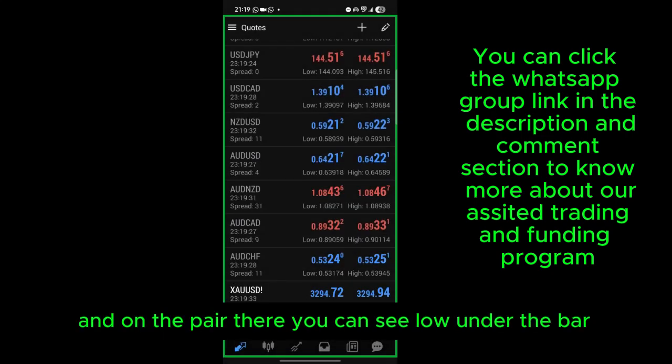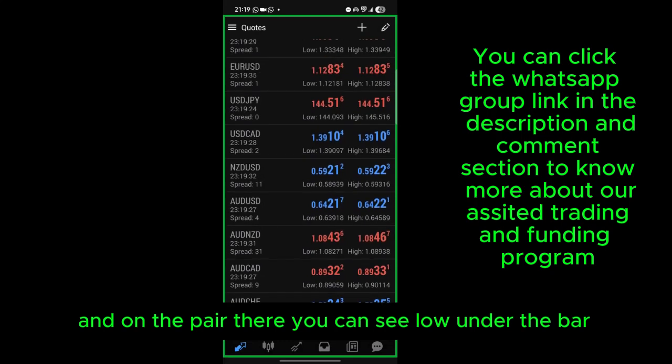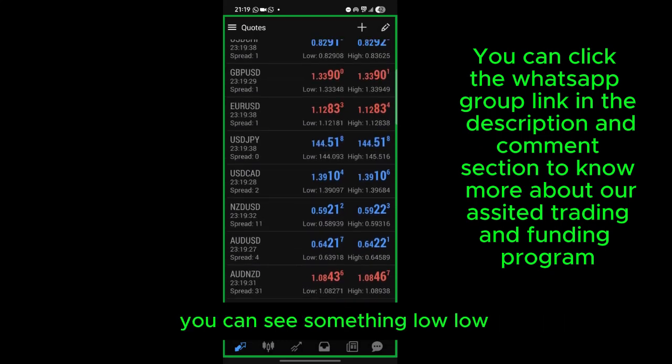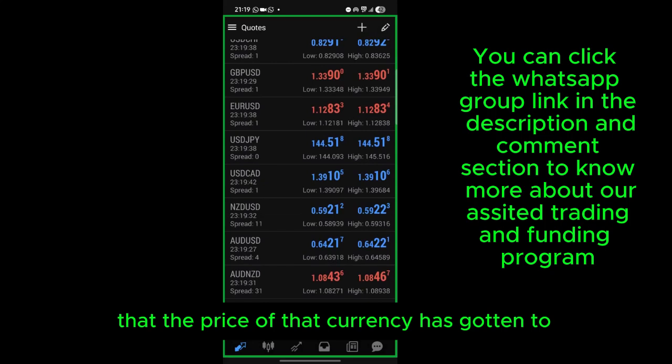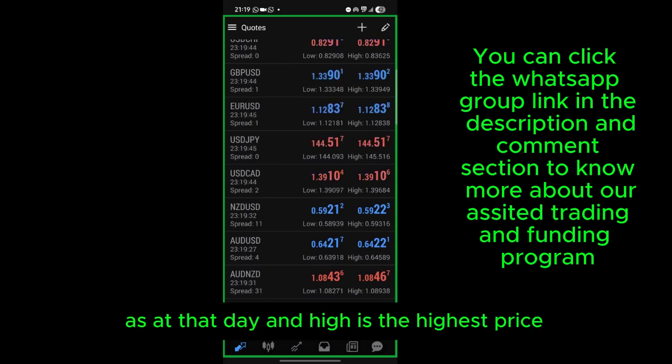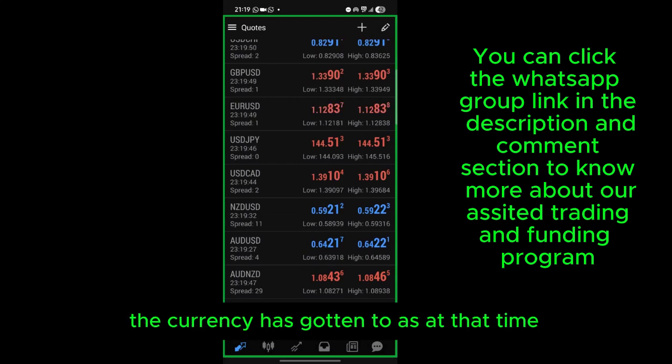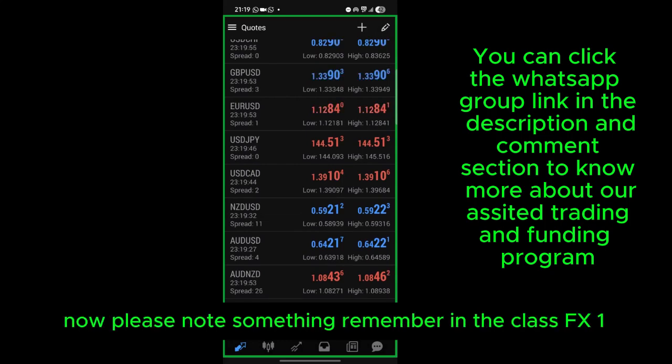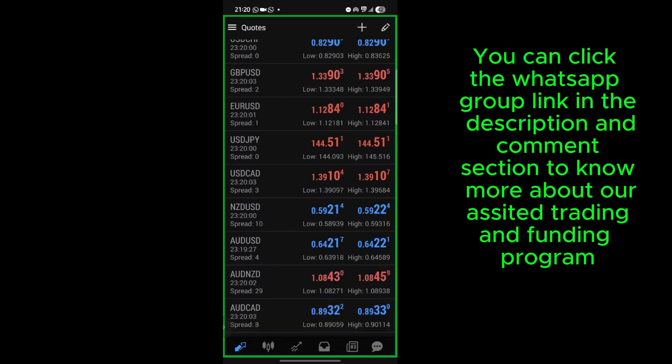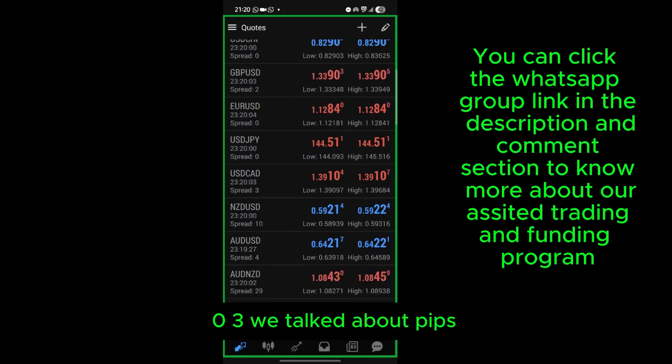And under the pair, you can see something: low, high. Low simply means the lowest that the price of that currency has gotten to as at that day, and high is the highest price the currency has gotten to as at that time. Now please note something. Remember, in the class FX 103 we talked about pips.